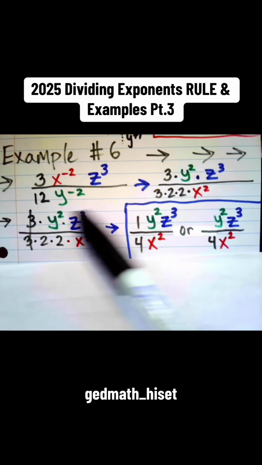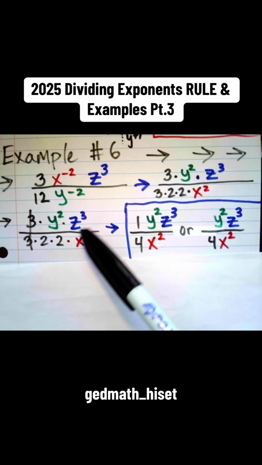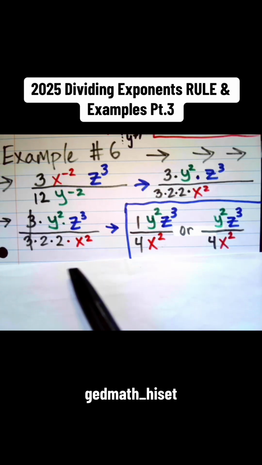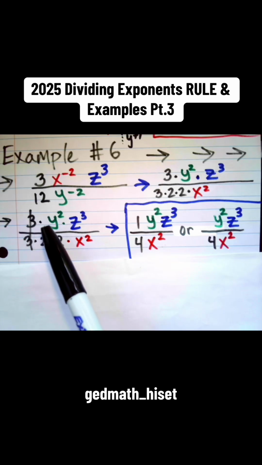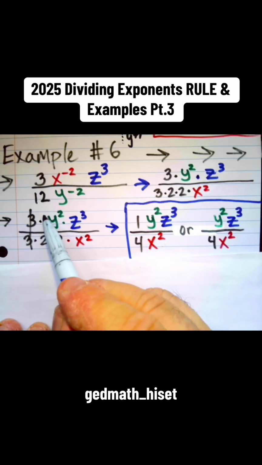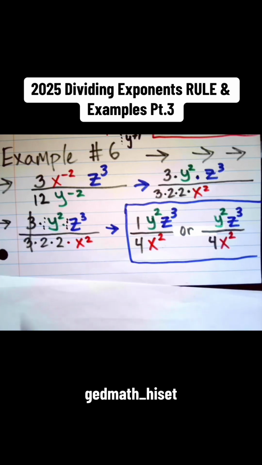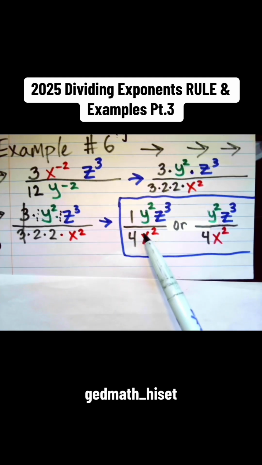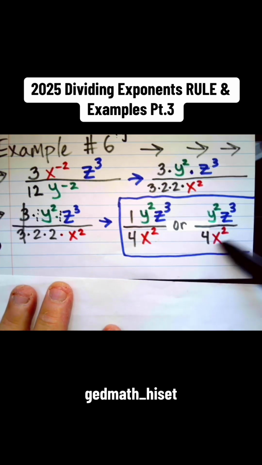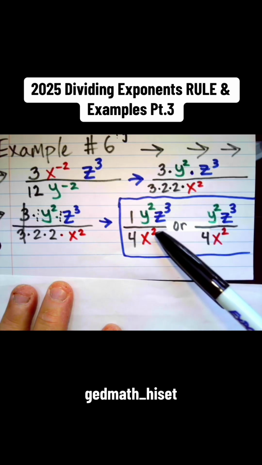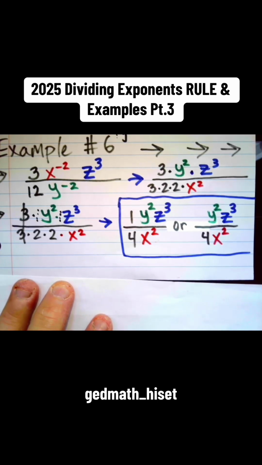Showing you here 3 over 3 reduces to 1. And that's all we can do. 2 times 2 is 4. X squared, that remains on the bottom. Remember, 1 times the invisible 1 and the invisible 1 in front of these two variables. 1 times 1 is 1. 1y squared, z cubed. Or, you don't have to show that 1. You can rewrite it as y squared times z cubed divided by 4x squared. These two terms are exactly the same thing.